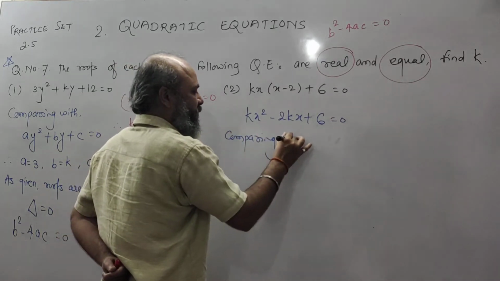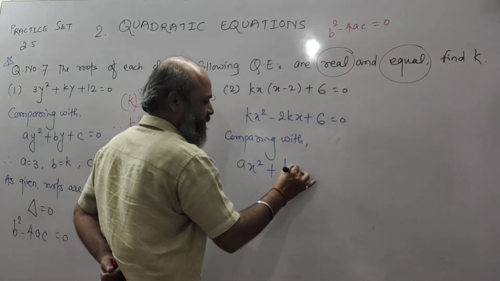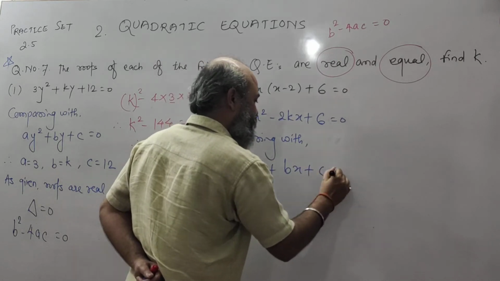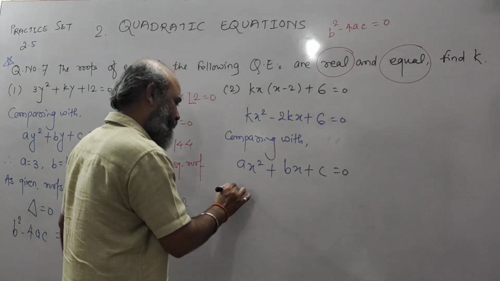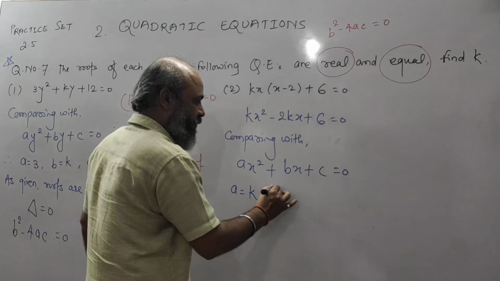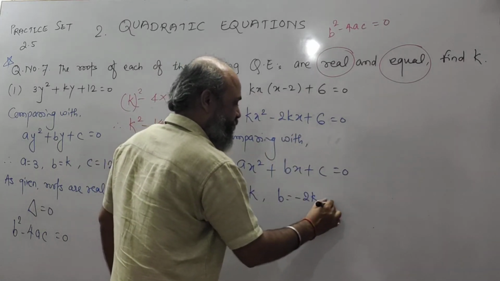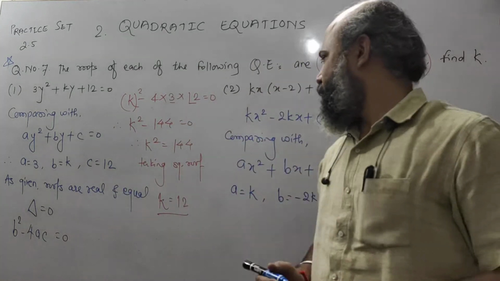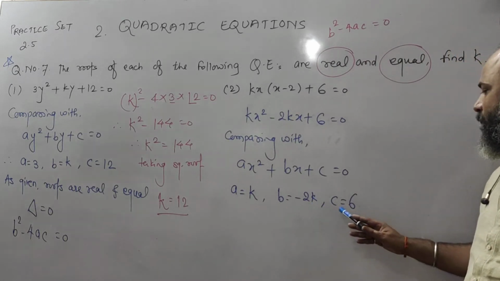Comparing with the standard form, that is ax square plus bx plus c is equal to 0. Here a is k, b is minus 2k, and c is plus 6.